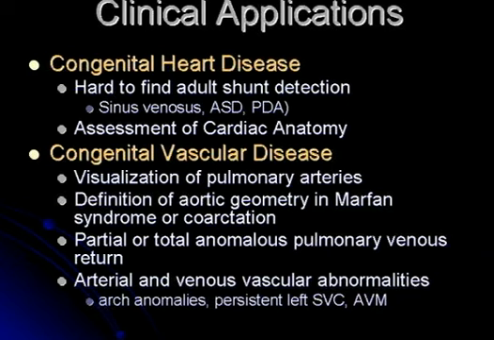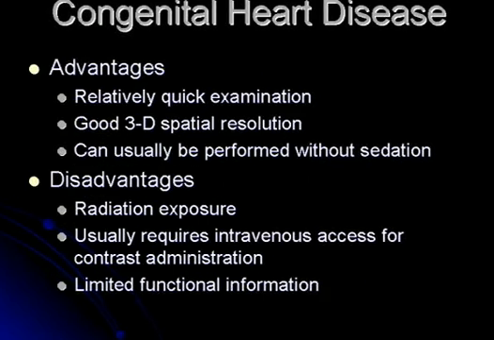Moving on to congenital heart disease and congenital vascular disease. We commonly will use MRI to assess congenital heart disease, but we've been moving towards more and more CT imaging. There are advantages to CT imaging for looking at congenital heart disease. It's a fairly quick examination compared to corresponding MR or echo. In addition, we get excellent 3D spatial resolution, and we can usually perform this test without sedation.